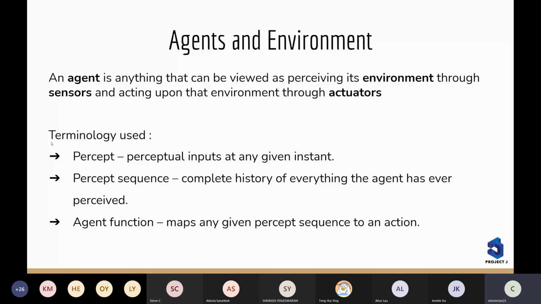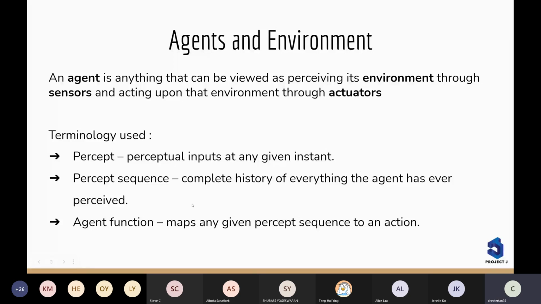This is the terminology used for the intelligent agent. The percept is the perceptual input at any given instant, which we get from the environment, like the stuff we get from the environment. And the percept sequence is the complete history of everything that the agent has ever perceived. Like if we go from A to B, everything we have seen along the path from A to B is the complete history. This is what is called the percept sequence.